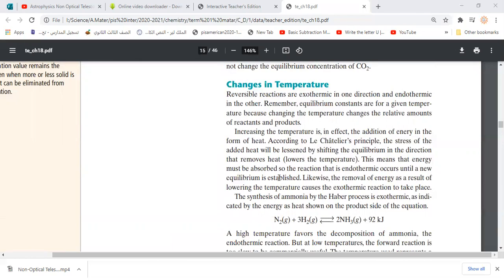considered a stress, and according to Le Chatelier's principle, the reaction will start to move in the direction which lowers the temperature, or consumes this extra heat. So let's get an example here.